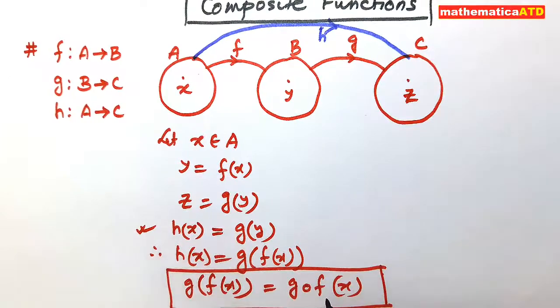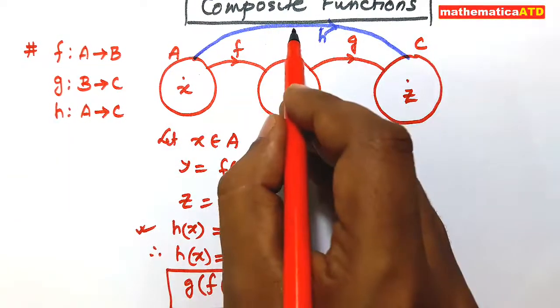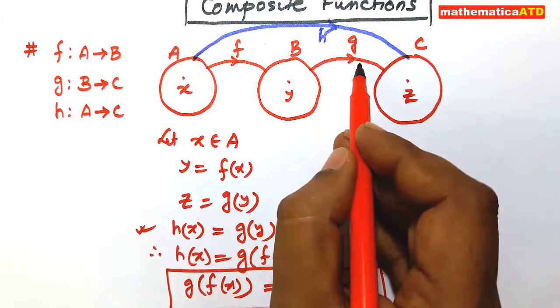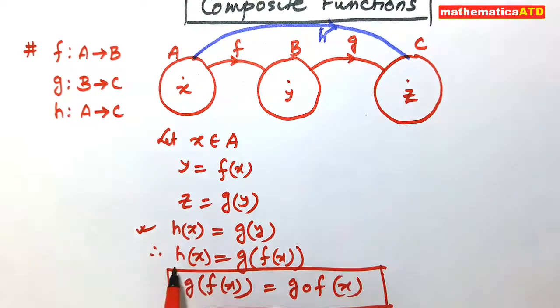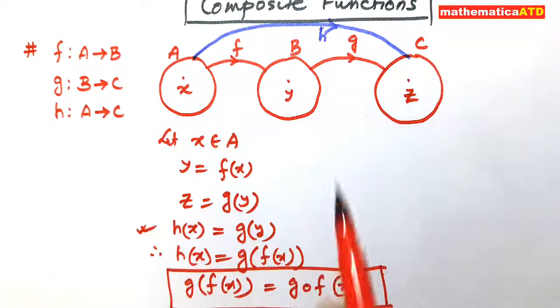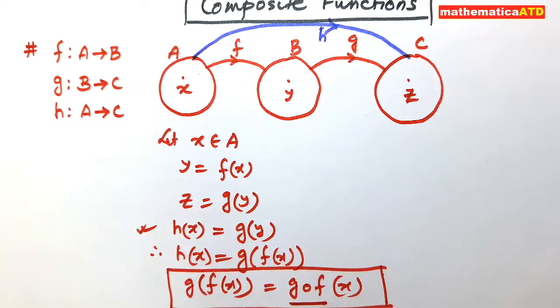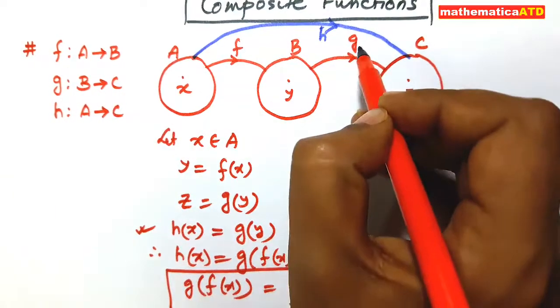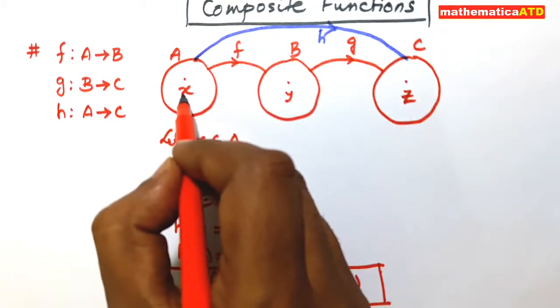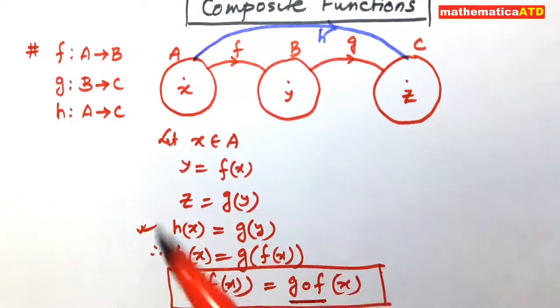Okay, friends, the function h so defined is called the composite of f and g, and we write it as h is equal to g composed f of x. That means g composed f of x is equal to g of f of x. It should be followed clearly that to each x belonging to the set A, the function g composed f associates the g value of the f value of x. The composite function is also called the function of function.